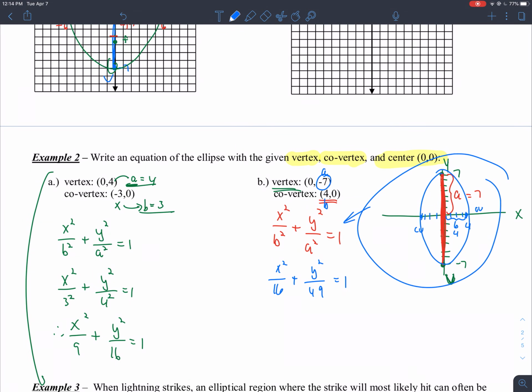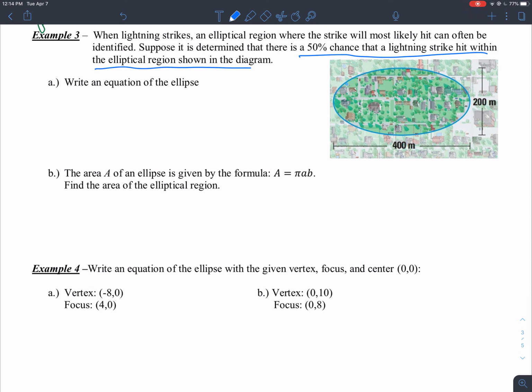All right, so then example 3 is sort of a problem-solving question. Basically it says when lightning strikes an elliptical region, where the strike will most likely hit can often be identified. Suppose it's determined that there's a 50% chance that a lightning strike hits within the elliptical region here. So what we want to find is an equation for that region. Write an equation for the ellipse.